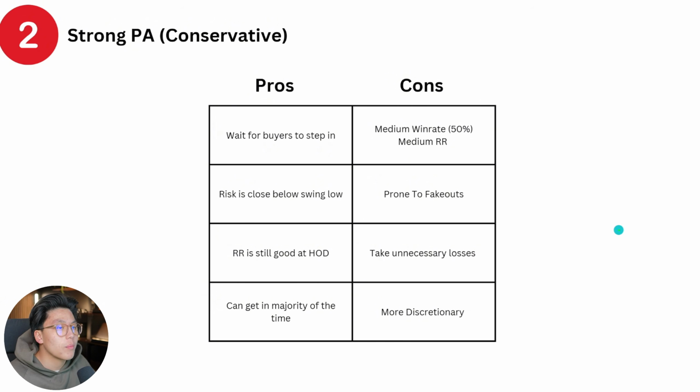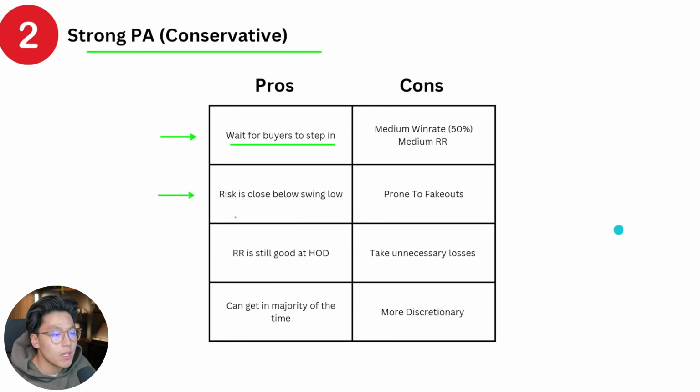So what are the pros of the conservative entry model and waiting for strong price action? Number one, you wait for the buyers to step in. So instead of the limit order where you just buy in no matter what, in this case, what we can wait for is strong price action around this key level. So we can wait to see if the buyers want to step in off our previous resistance turned into support key levels.